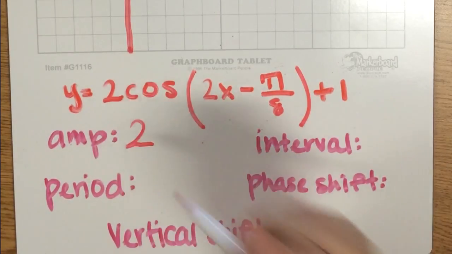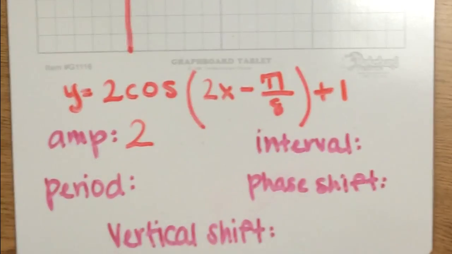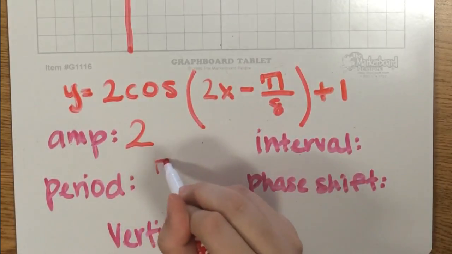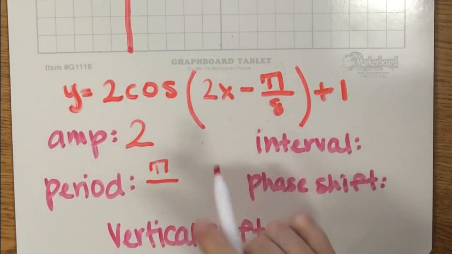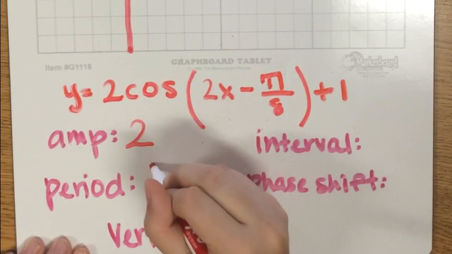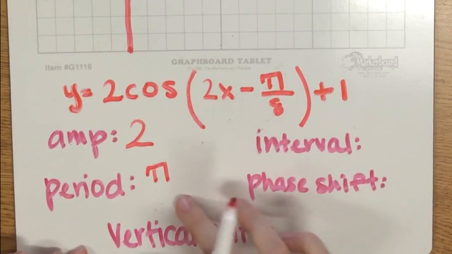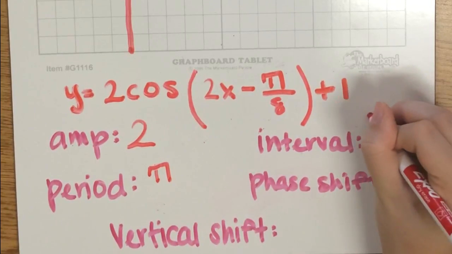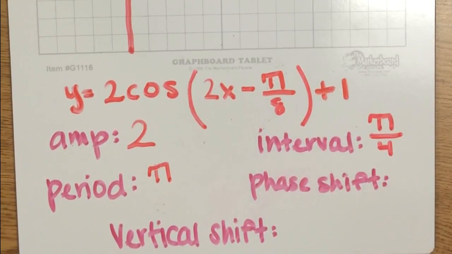Looking at our comparison formula, we can know that the amplitude of this equation is 2. Because the period is 2 pi over b, and the b in this equation is 2, the period is just pi. Because the interval is equal to the period over 4, and the period is pi, the interval is just pi over 4.